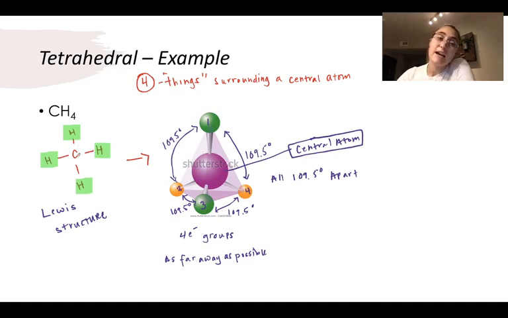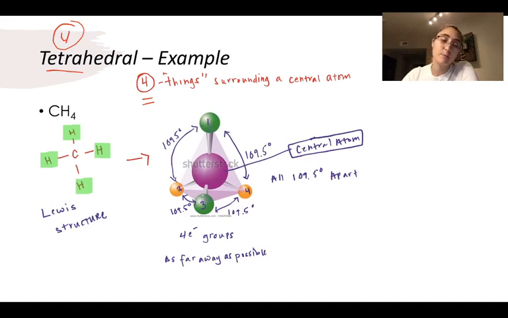Okay, next one, tetrahedral. Tetra means four. If you didn't know that, tetra means four. So in this case, that means there are four things surrounding the central atom. So in this case, our example is CH4, so we have carbon and 4 hydrogens around our 1 carbon. Again, this is the Lewis structure for that. Now, if we were to draw this out, we'd have our 1 central carbon atom and our 4 hydrogens surrounding it. And the angle that exists between these 4 hydrogens is 109.5 degrees.